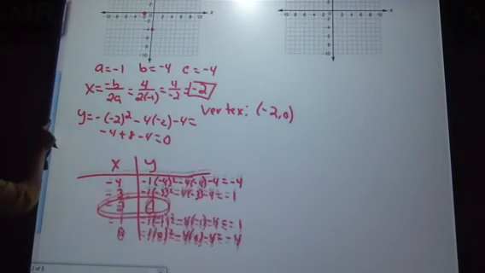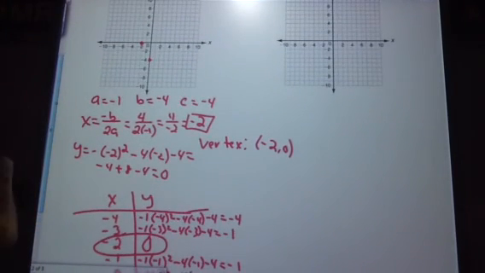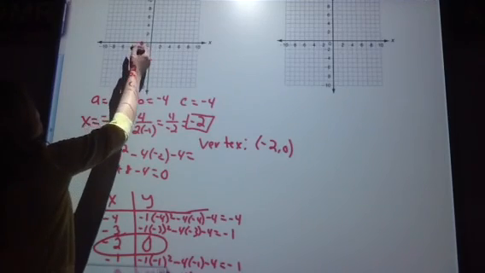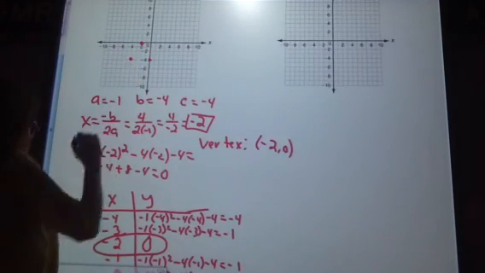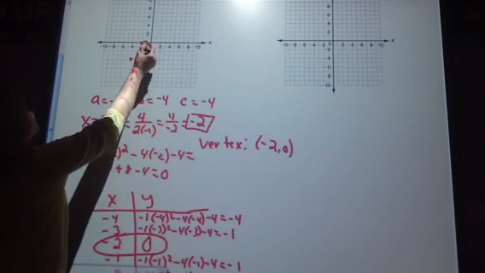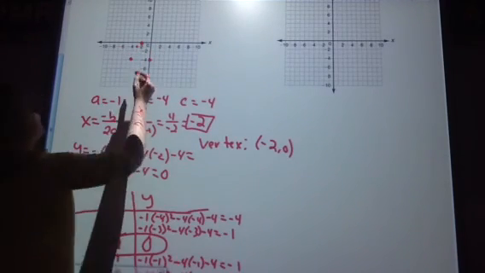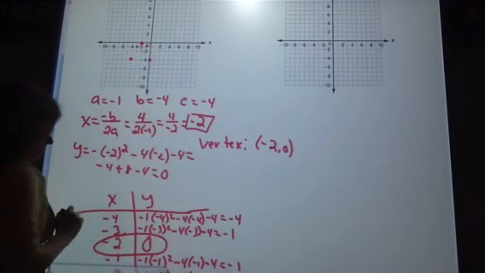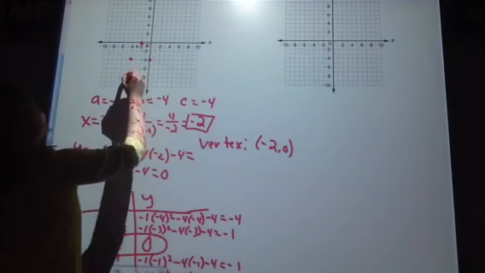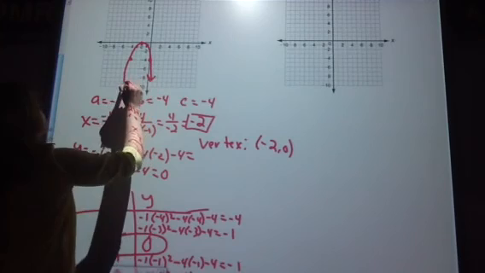So let's go up here and graph it. So we have negative 4, negative 4. Negative 3, negative 1. Negative 1, negative 1. And then 0, 4. So there we go.